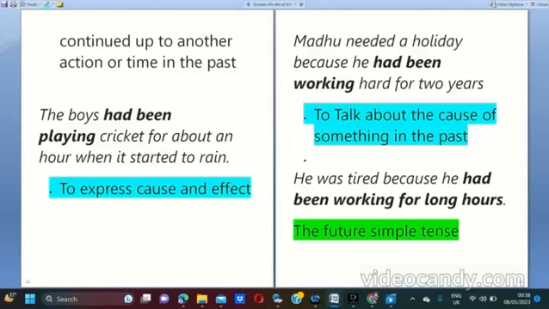What is the cause here? He had been working hard for 2 years. Next condition: to talk about the cause of something in the past. He was tired because he had been working for longer. What is the cause here? Here, to talk about cause, mainly we use past perfect continuous tense.